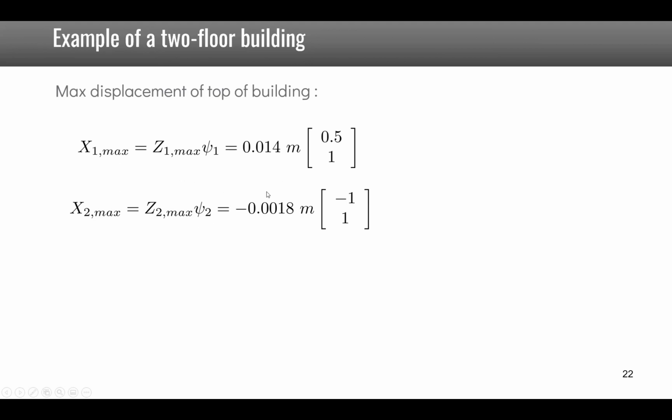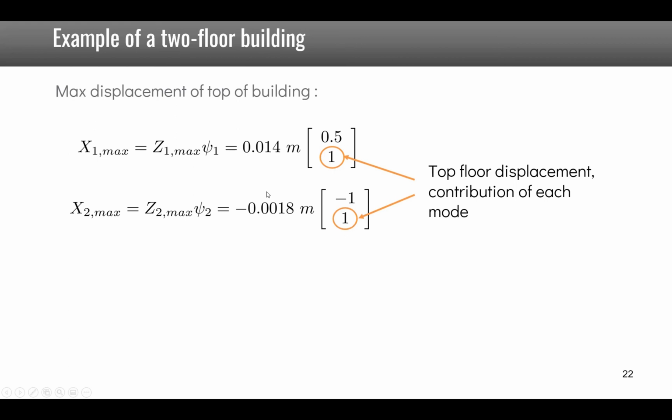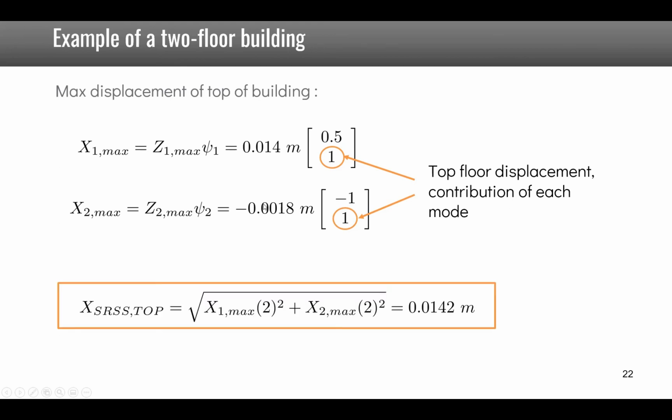Now we're going to look at the top floor displacement, so this is the second degree of freedom, and we therefore need to combine these two values. We use the SRSS method, and it results in a displacement at the top of 1.42 centimeters.